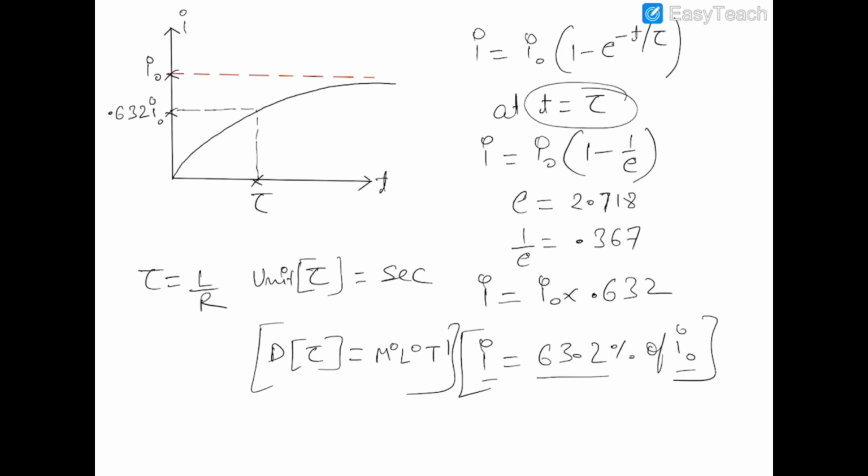So the time constant in this charging circuit is the time in which the current of this charging circuit increases to 63.2% of its peak value. So this was the complete analysis of this circuit, and in the next video we'll discuss the discharging circuit.